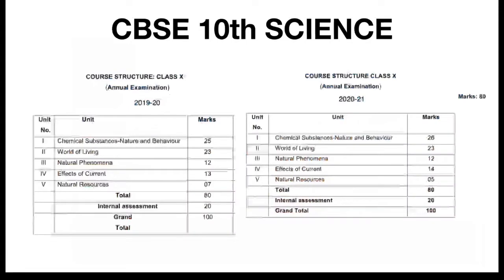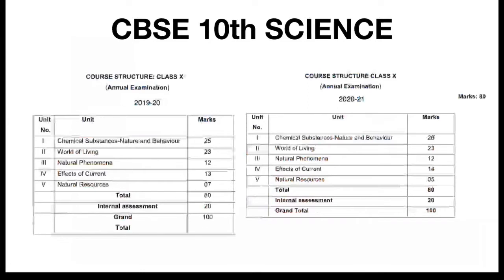Here you see a comparison of the marking system for 2019-20 and 2020-21 for the different units which are there in our syllabus. There are 5 units under which you have a total of around 15 to 16 chapters. In the first unit, which is related to chemical substances, nature and behavior, the marks allotment is 25 last year and this year is 26. So there is no big change, it's only 1 mark.